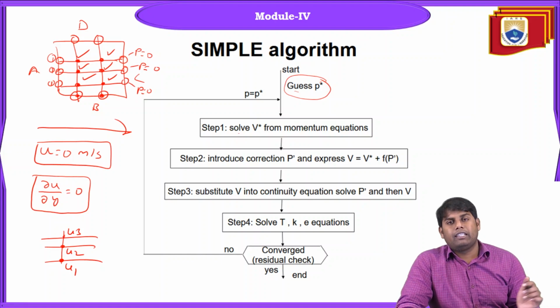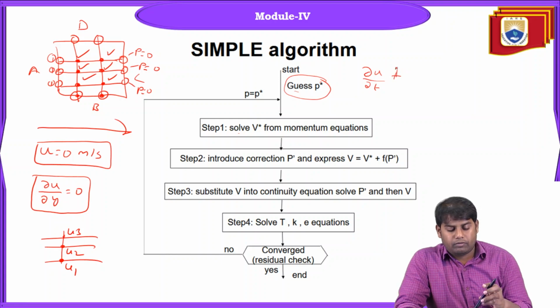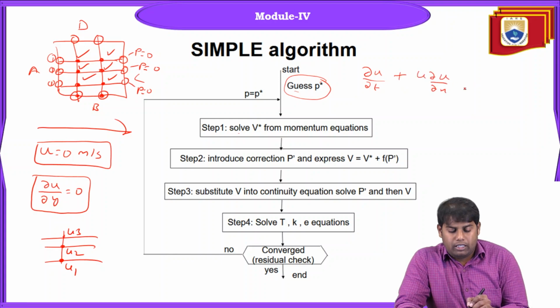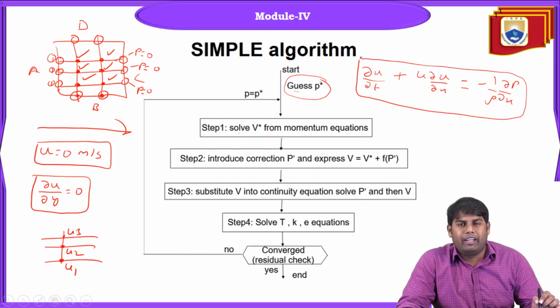Okay, so let's write the momentum equation. So what do we have? We have dou u by dou t plus u into dou u by dou x is equal to minus 1 by rho dou p by dou x. Let's say we have this momentum equation, in 1D.